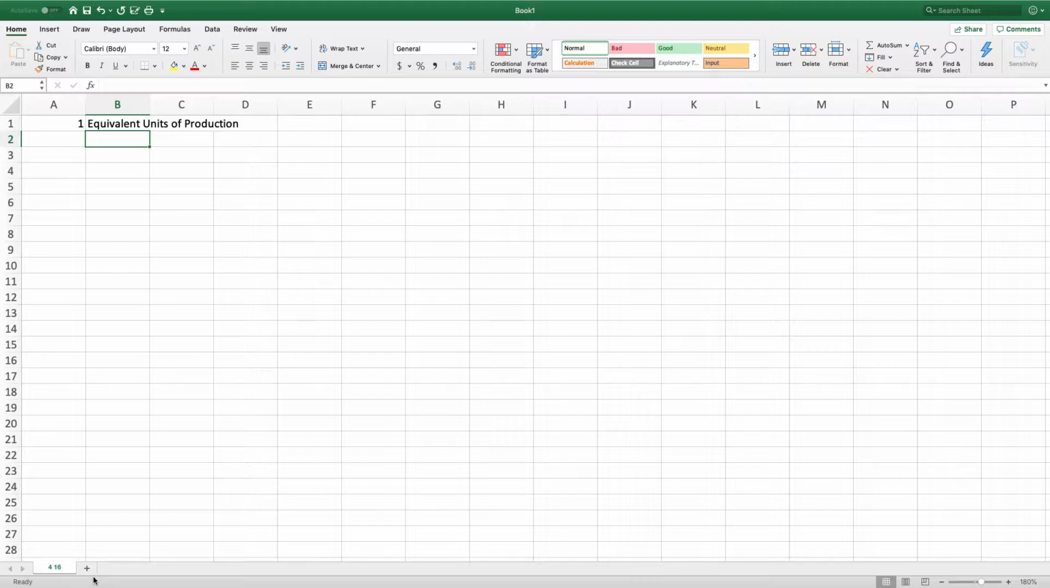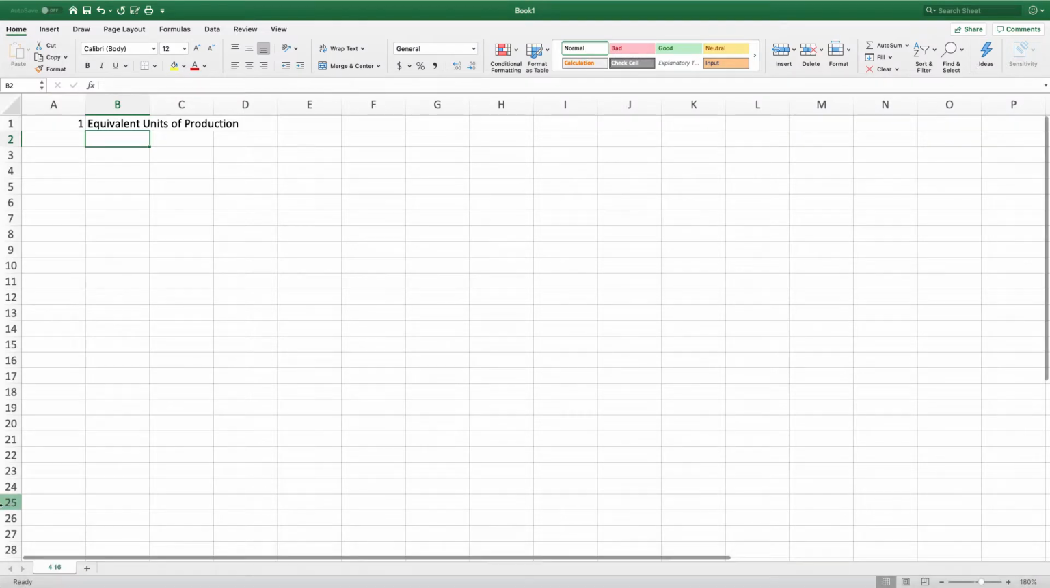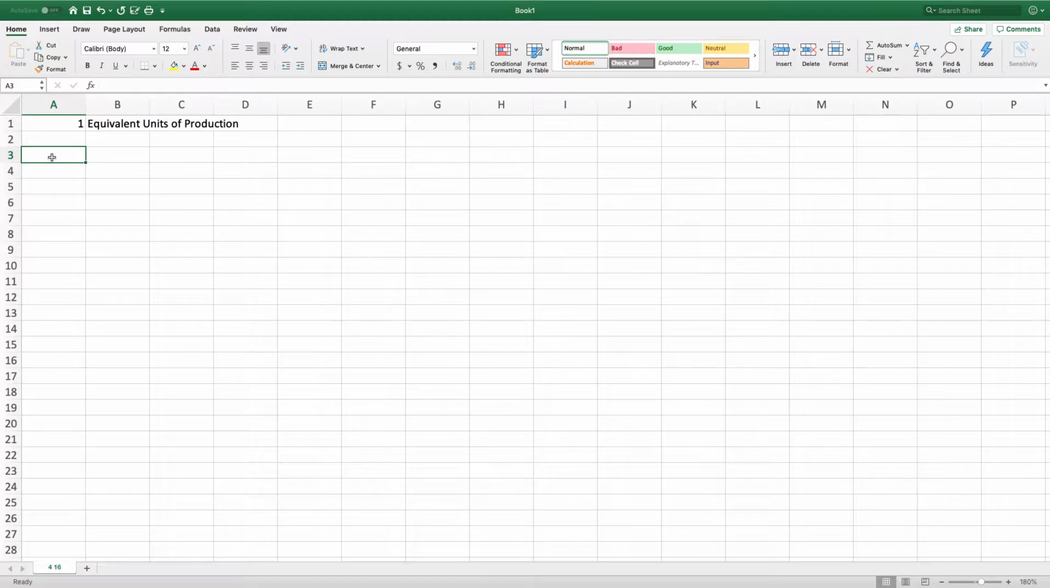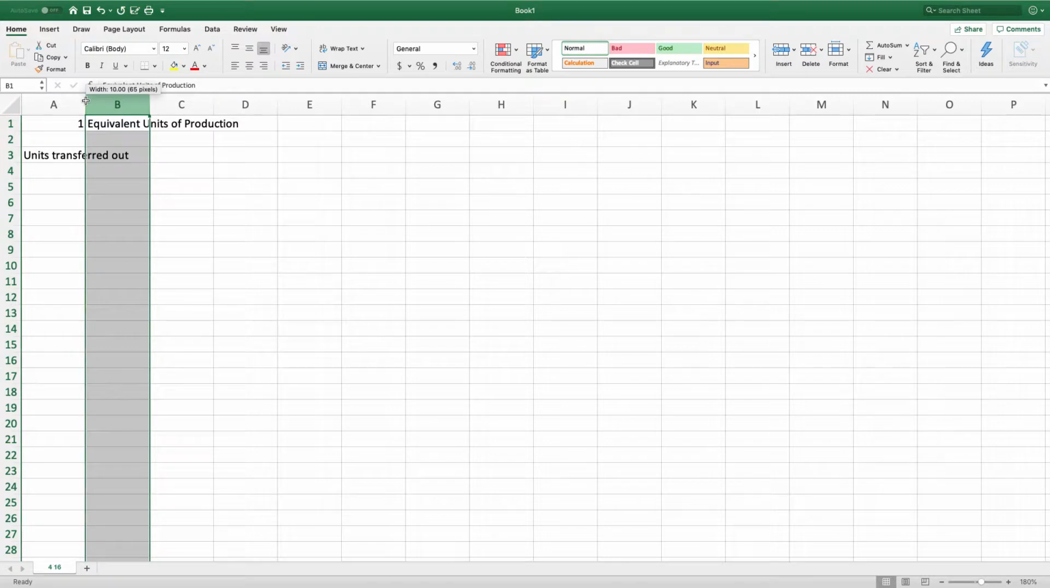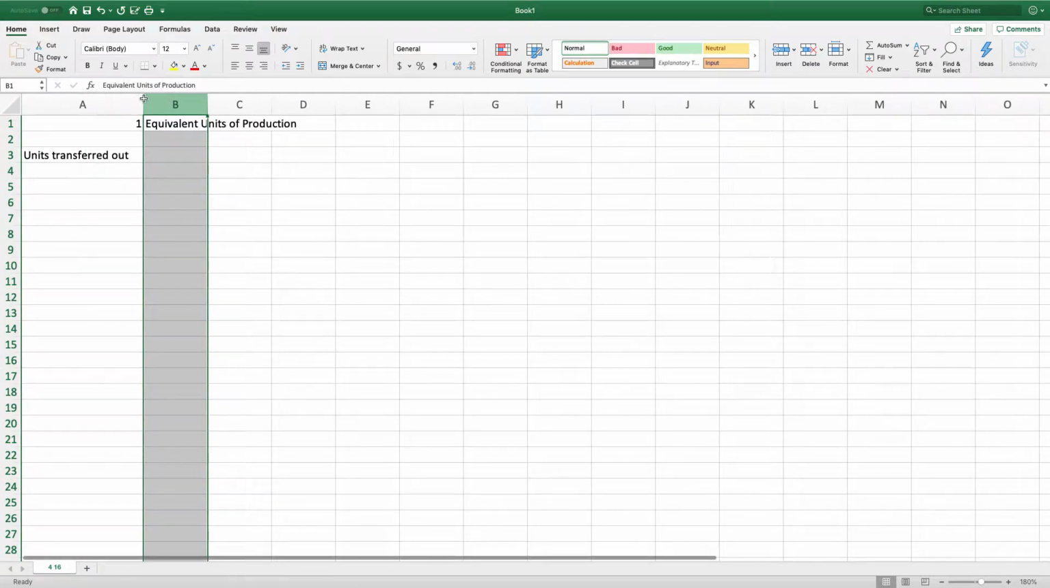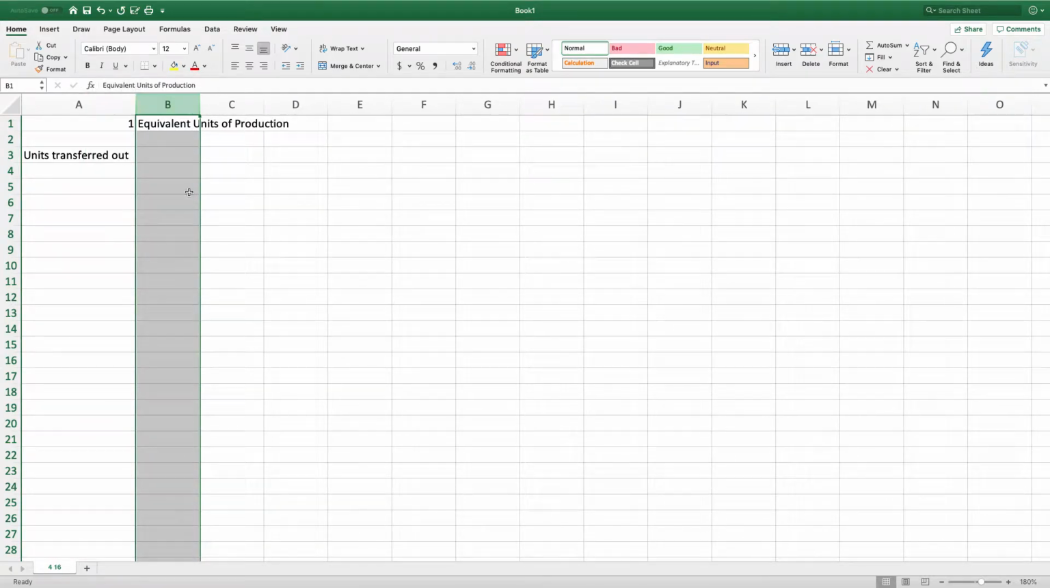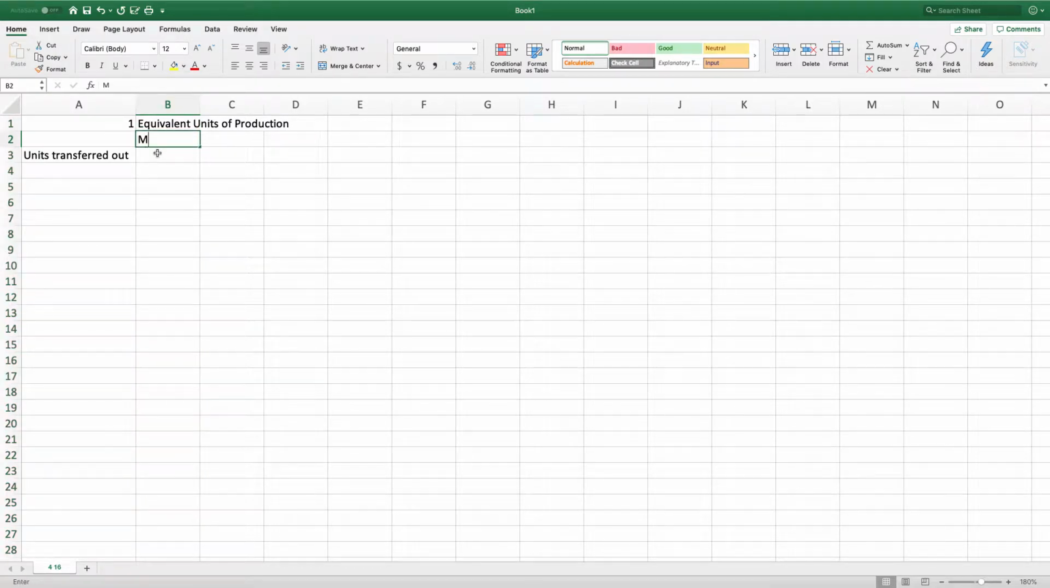Okay, so the first thing we have to do is recognize what we calculate. We're calculating the equivalent units of production, right? So the first thing we need to start off with is units transferred out. Material, conversion costs.